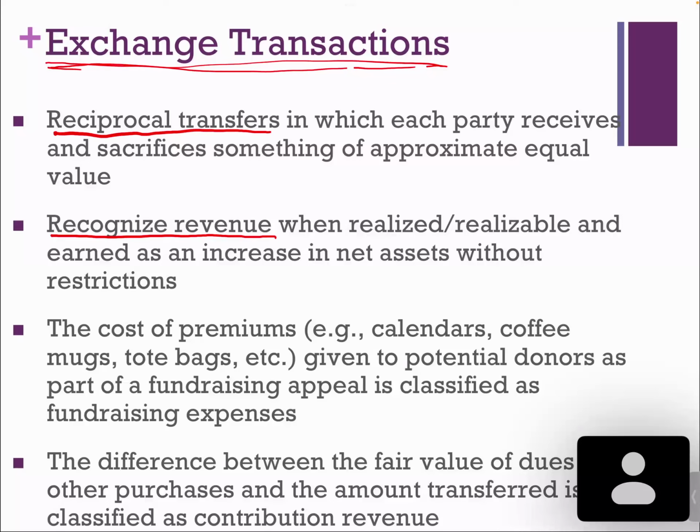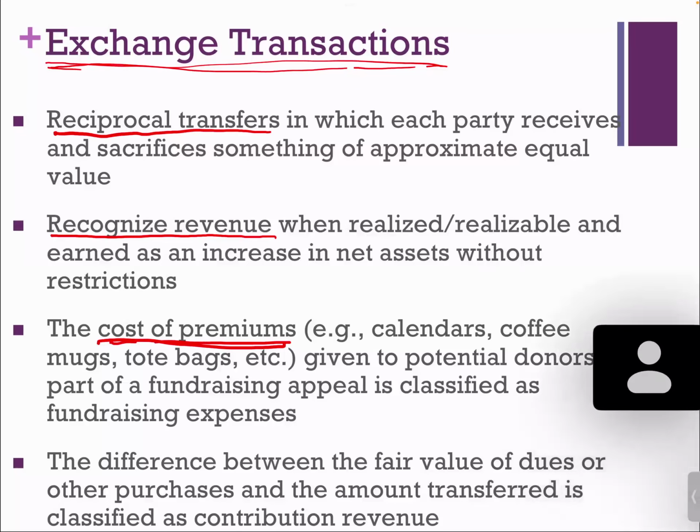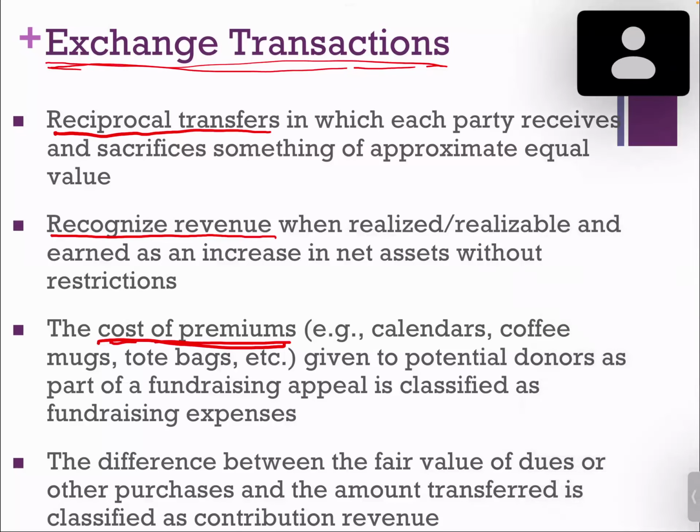So if we do what sometimes will be called cost of premiums, that's like calendars, coffee mugs, stuff like that. If we hand those out, then they're classified as fundraising expenses. Okay. And then the difference between fair value of dues or other purchases and the amount transferred is classified as contribution revenue. Okay, so that's exchange transactions. Exchange transactions can exist for not-for-profits. It can also, obviously, exist in for-profit businesses.